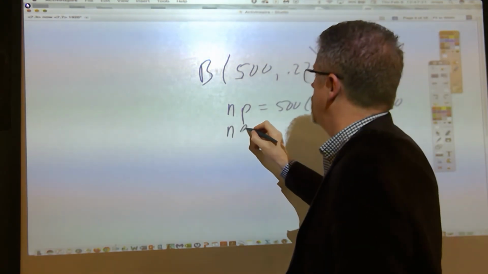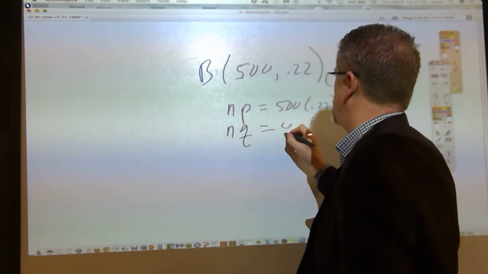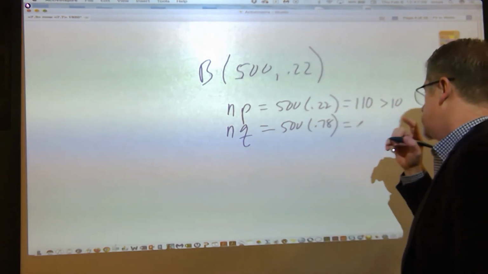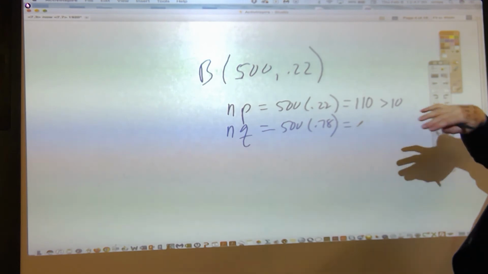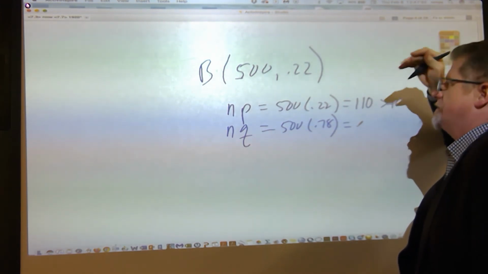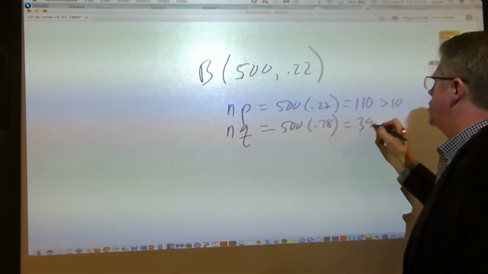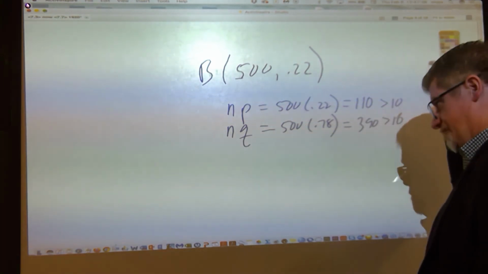Let's take a look at nq. Now remember, q is just 1 minus p. It's the probability of failure. So that would be the 0.78. All I have to do, I don't have to use a calculator, is take 110 away from 500, which gives 390. So it'd be 390, which is also clearly greater than 10.